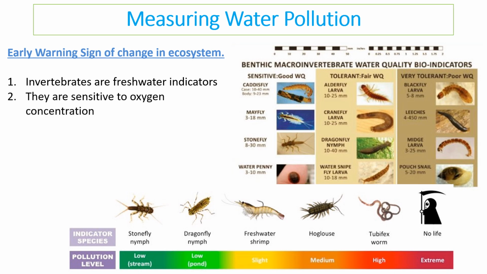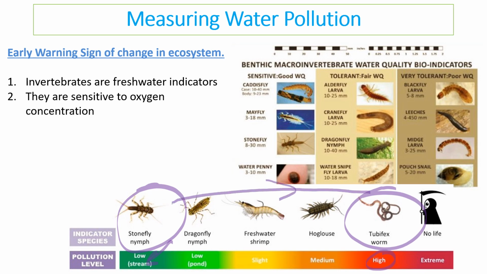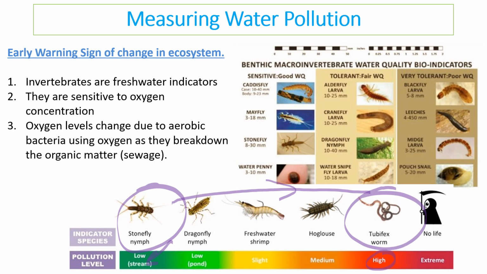The stonefly nymph needs high oxygen because it lives in low pollution areas. The tubifex worm will live in very low oxygen levels because it can cope with pollution. Therefore, if you see this change starting to happen, it's an early warning that oxygen levels are going down, and that is due to the bacteria that break down the sewage building up as the sewage builds up.